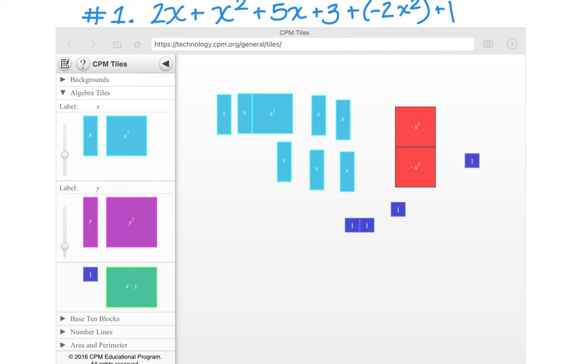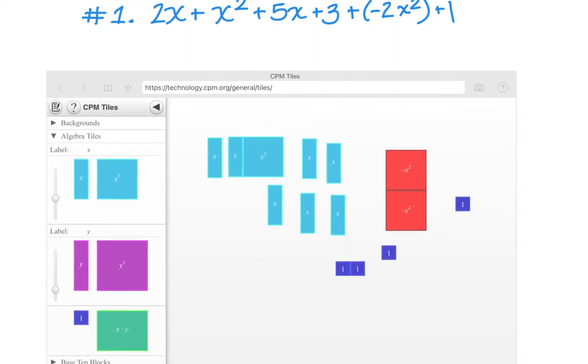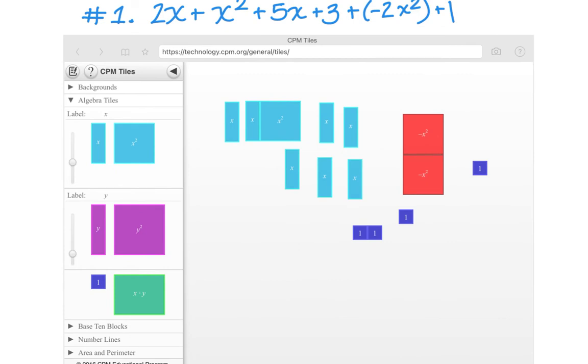Now, in order to simplify, we want to start looking for some zero pairs. Where do we see tiles that match up where we have a positive and a negative of the same tile? Well, I see an x squared and I see a negative x squared, right? When I put those two together, that's going to make a zero pair. I'm going to slide that right off. And I don't see anything else here that cancels out. So then what I'm going to do is I'm just going to count up what I have.